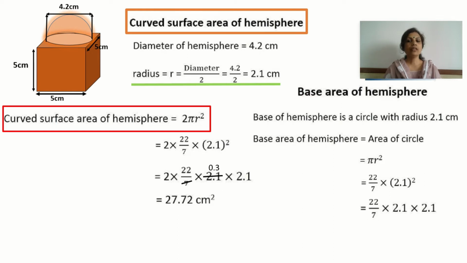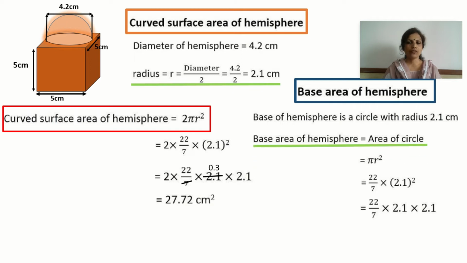Let's now find out the base area of the hemisphere, and the base area of the hemisphere is equal to the area of the circle. And we know that area of the circle is given by the formula pi r square. Let us substitute the values. 22 upon 7 into 2.1 the whole square. So 22 upon 7 into 2.1 into 2.1.